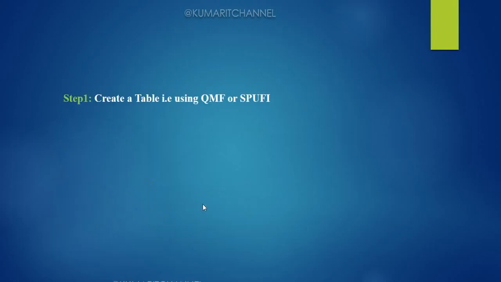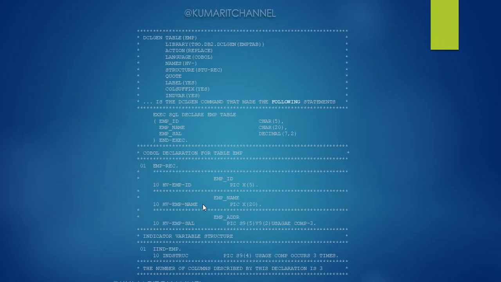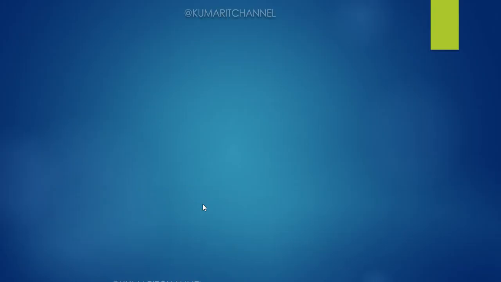All right, so create a table using QMF or SPUFI. I'm going to use SPUFI. So we have the table created with SPUFI, as I showed in the earlier minutes of the video. We go to the SPUFI environment and create the table there. Consider that the table is created, and we need to generate the equivalent host variables for it. When we use DCLGEN, this will be the equivalent host variable for that.